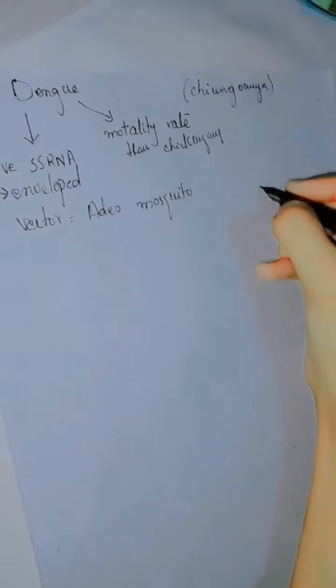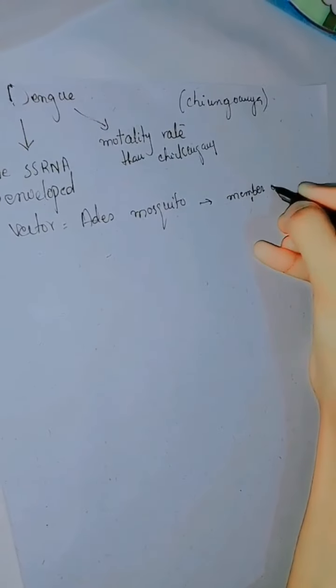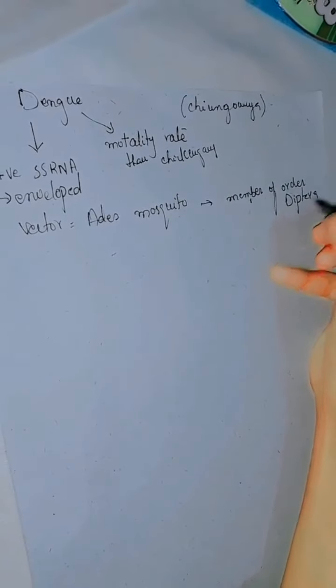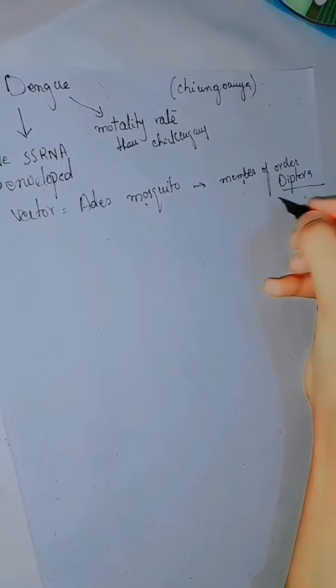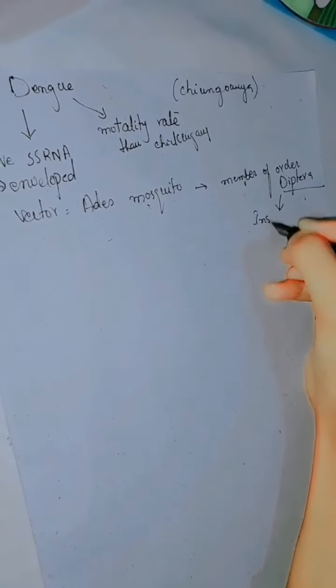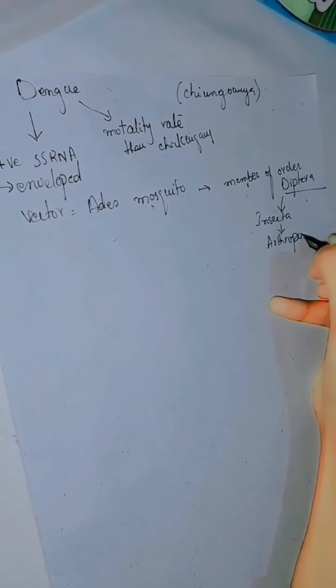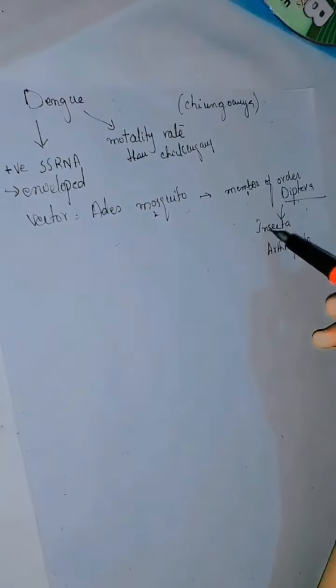As I have discussed in chikungunya, the Aedes mosquito is basically a member of order Diptera, and the member of that order Diptera is the Aedes mosquito. Diptera is basically an order of the class Insecta, and Insecta is a class of phylum Arthropoda. That is a long chain. The reason I tell you Diptera is that the Aedes mosquito is a member of the order Diptera.